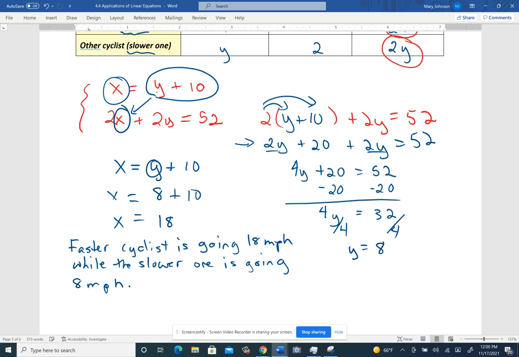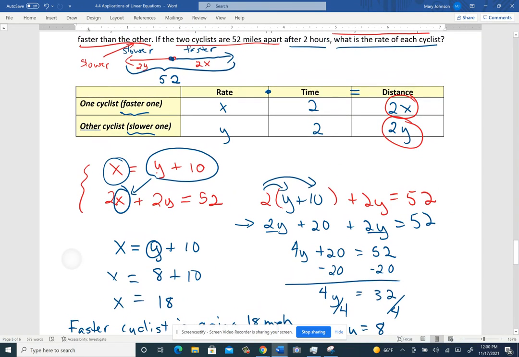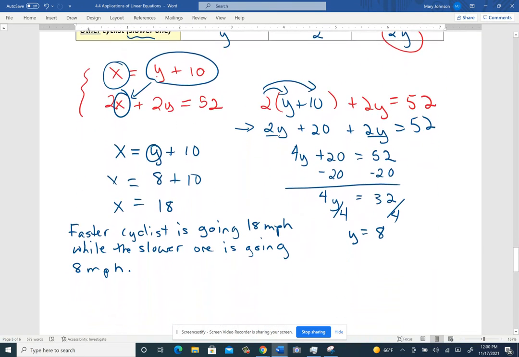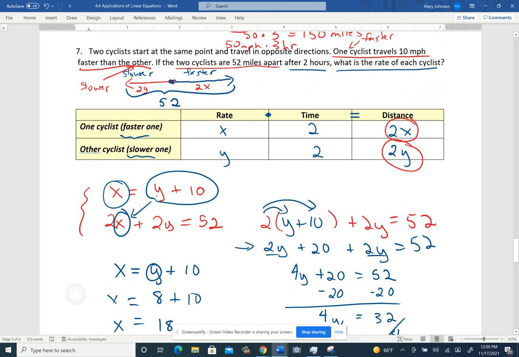So you go back and you just look at what was your x, what was your y. Okay, so your y was the slower cyclist's rate and the x was the faster one. So that tells you what it is. It's the speed. It's miles per hour.